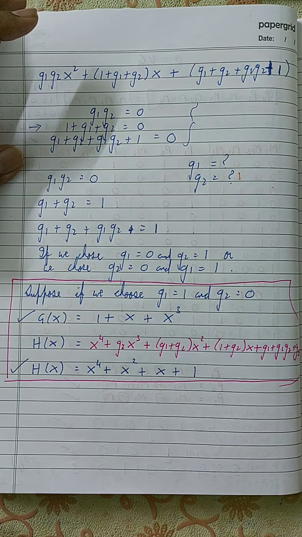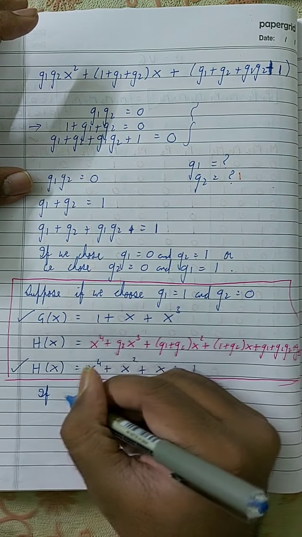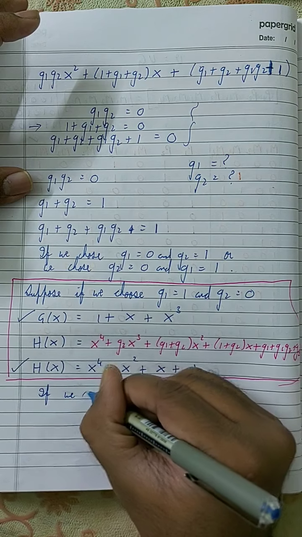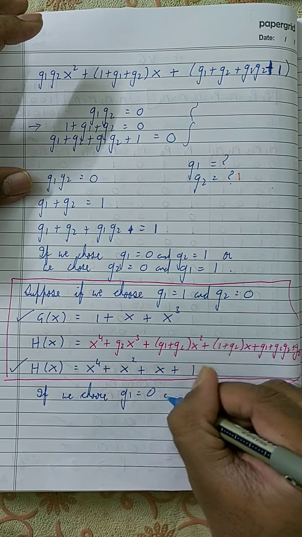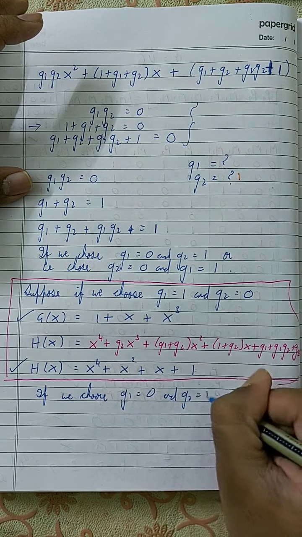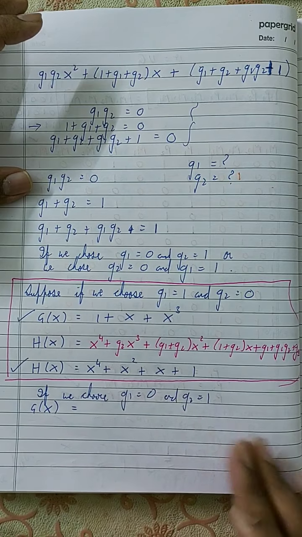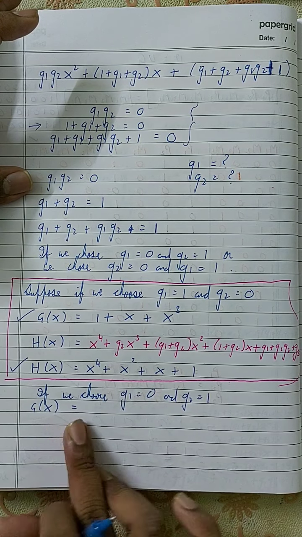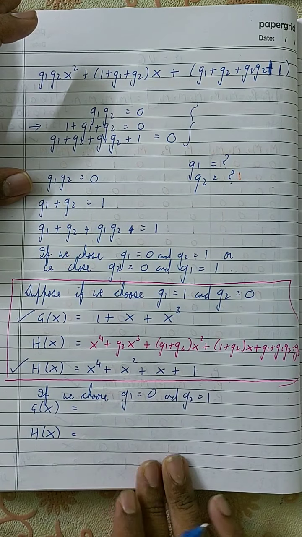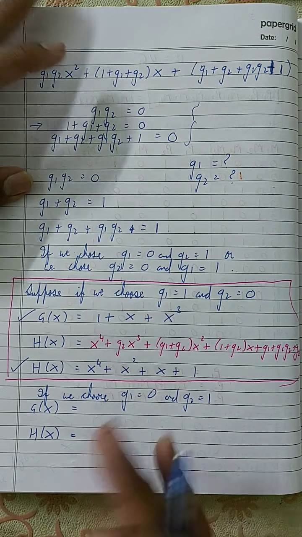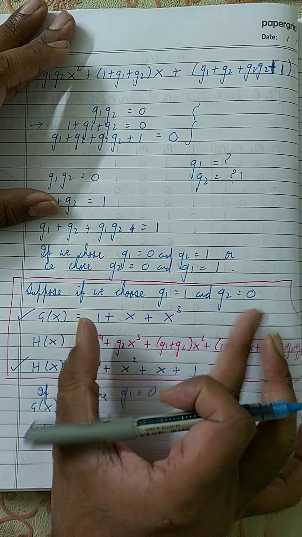Now suppose, as an if statement, we choose g1 is equal to 0 and g2 is equal to 1, what would be your g of x in that case? I want you all to do that for your homework. What will be your g of x and what will be your h of x? I'm not going to write it over here, because you might get confused about which condition I'm using. Don't forget, in the rest of my video, I'm going to choose this condition.